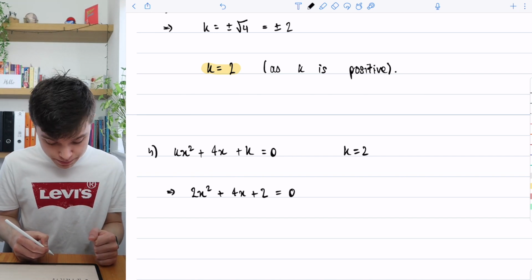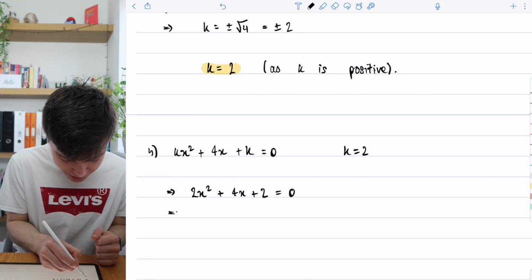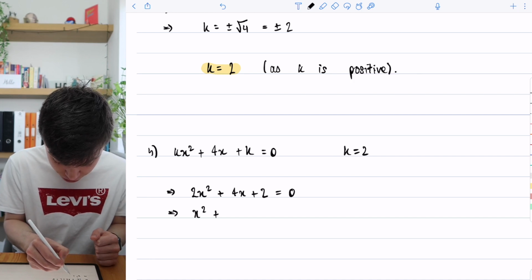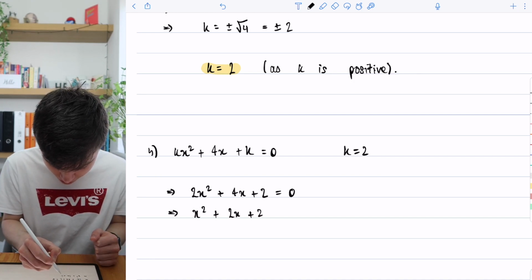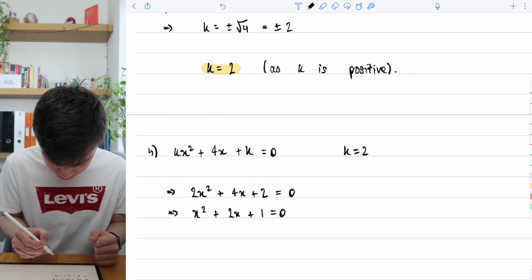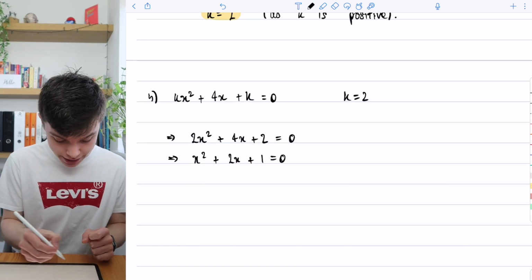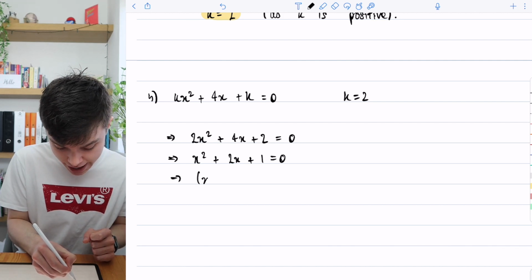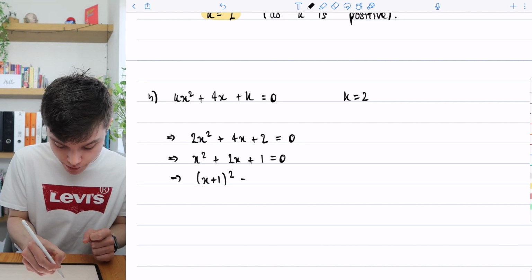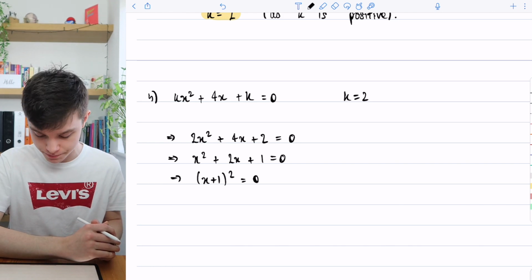And I'm going to solve it by factorising, but first I'm going to divide it all by 2 because I can do that. So that's going to give me a 1. And then we end up with that. And that, when I factorise, gives me this. x plus 1 all squared is equal to 0.